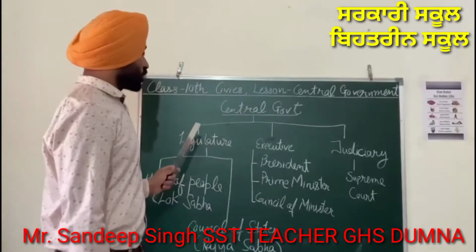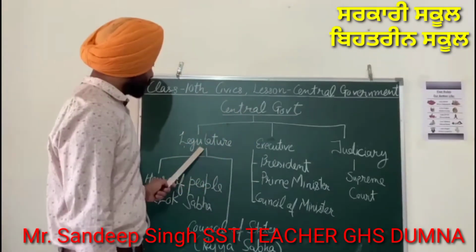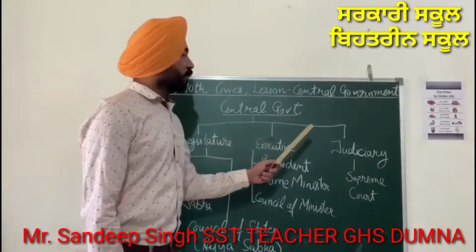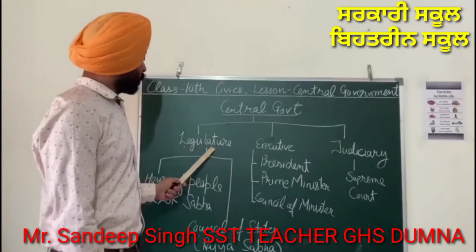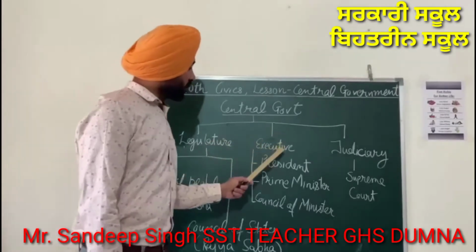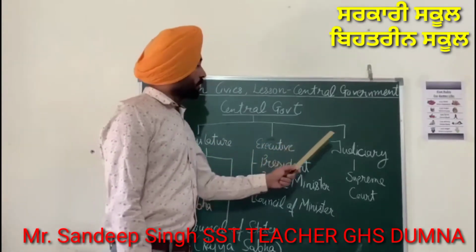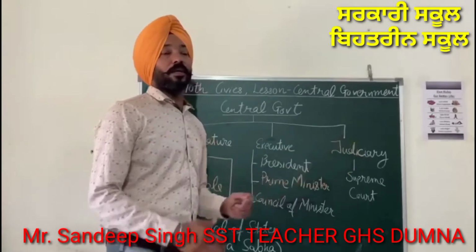There are three organs of central government: legislature, executive, judiciary. Legislature in Punjabi we call Vidhan Palika, Executive we call Karyapalika, and Judiciary Nyayapalika.